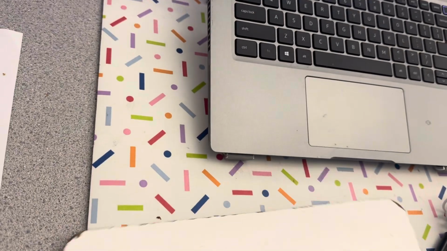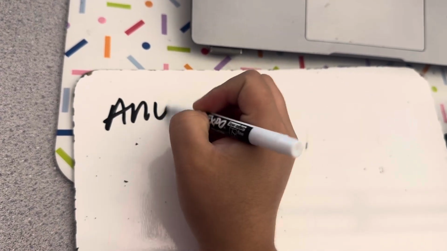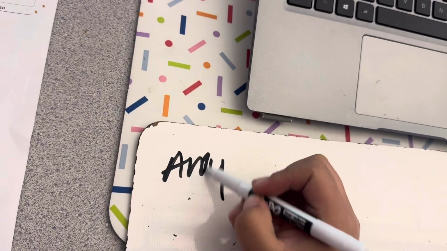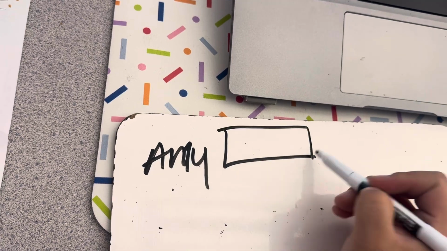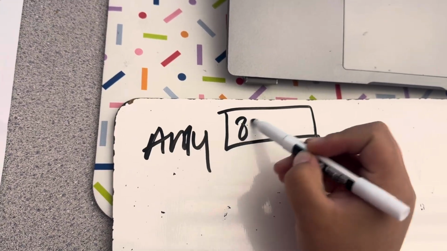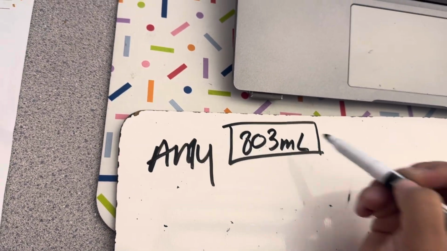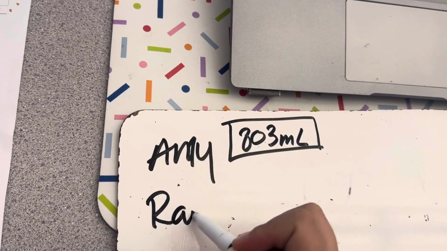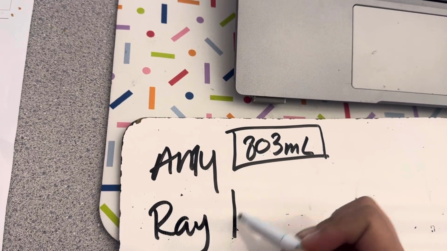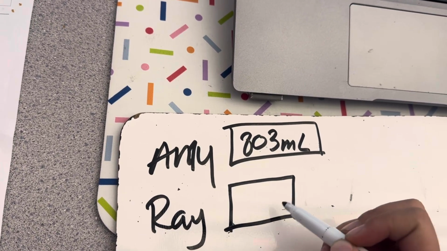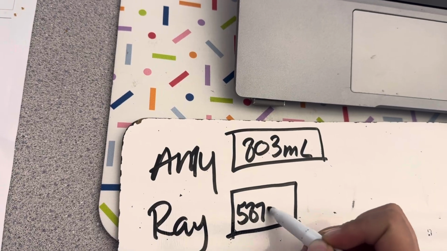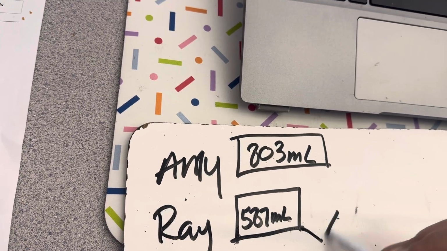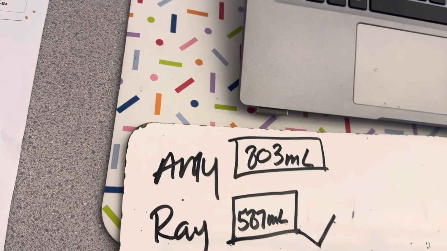So if my whiteboard were cleaner, it would be nicer, but I'm so sorry. We are going to go ahead and do Amy has 803 milliliters. And then Ray has 587 milliliters. So we are looking for this gap here.